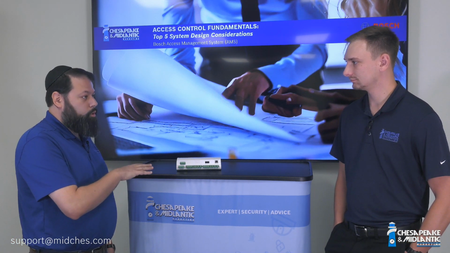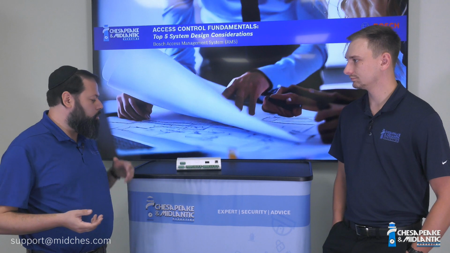So when it comes to power, what do you think we should really consider? The access controller is powering all your devices. All your inputs, like your card readers, are being powered by the controller. All of your outputs, like your electronic locks, are being powered by the controller. A lot of these devices, especially the locks, require a lot of power.